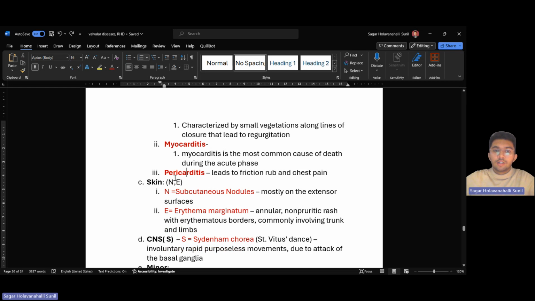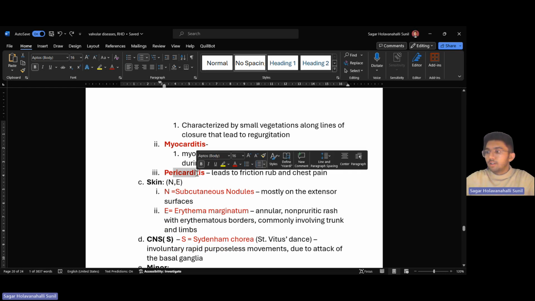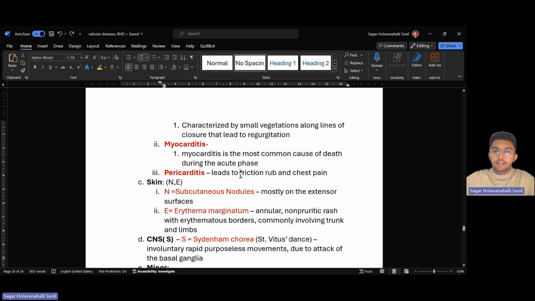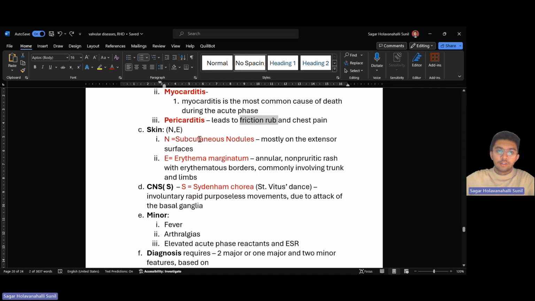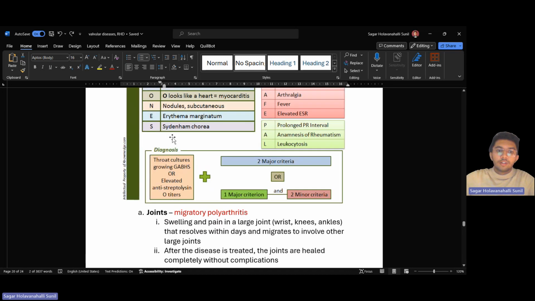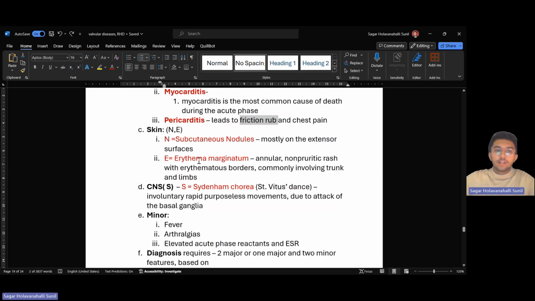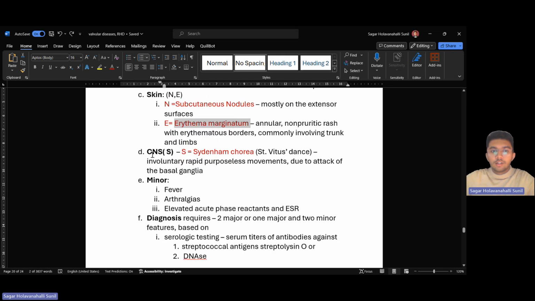Then pericarditis. When there's inflammation of the pericardium, there can be frictional rub against surrounding tissues, and it can also cause chest pain because of irritation of the nerve endings. So J and O are done. Now N stands for nodules, so subcutaneous nodules. E stands for erythema marginatum. These two are related to skin. S stands for Sydenham chorea, related to the CNS.